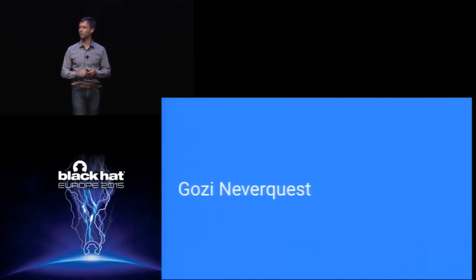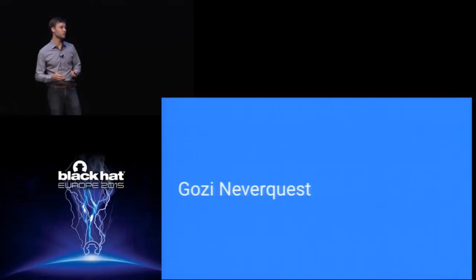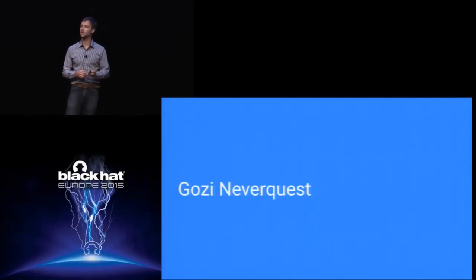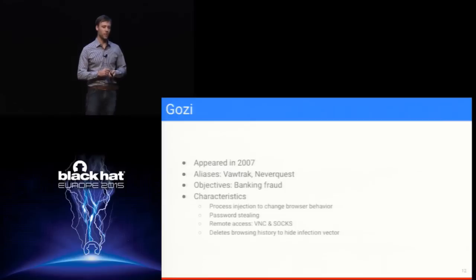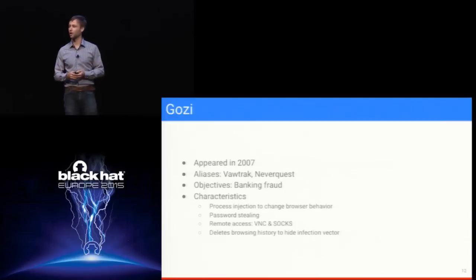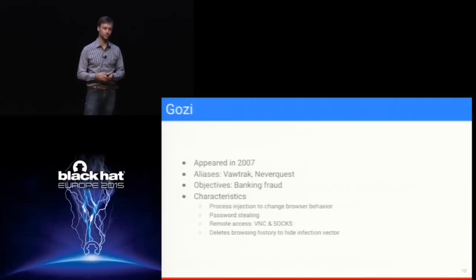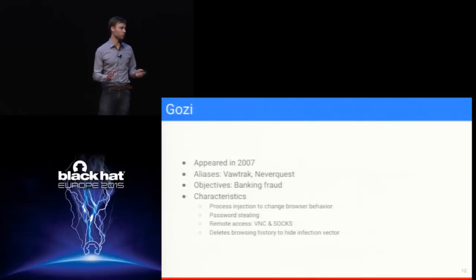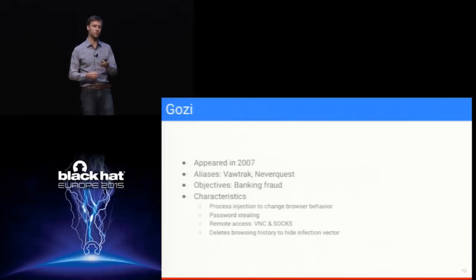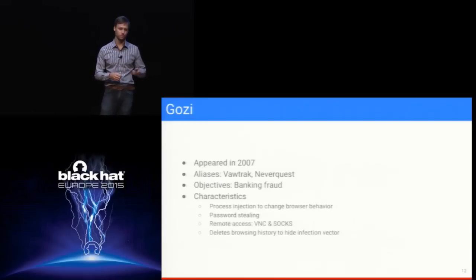Moving on to our first example of malware we've seen using steganography. This example is with Gauzy NeverQuest. Gauzy NeverQuest has different names; Vawtrak is another alias of this malware. It appeared a long time ago, in 2007. The main objective of this malware is banking fraud. So they're going after banking credentials and trying to make fraudulent transfers of money between different accounts.